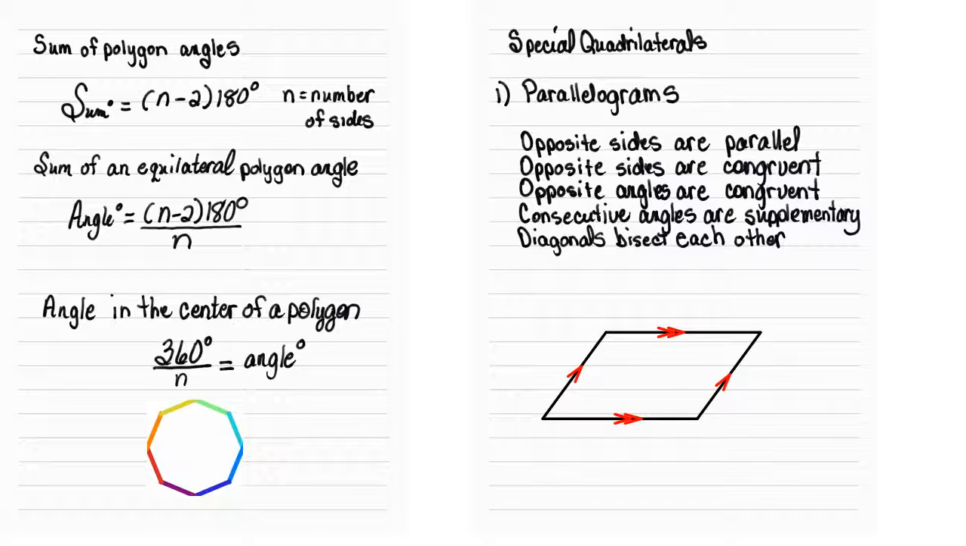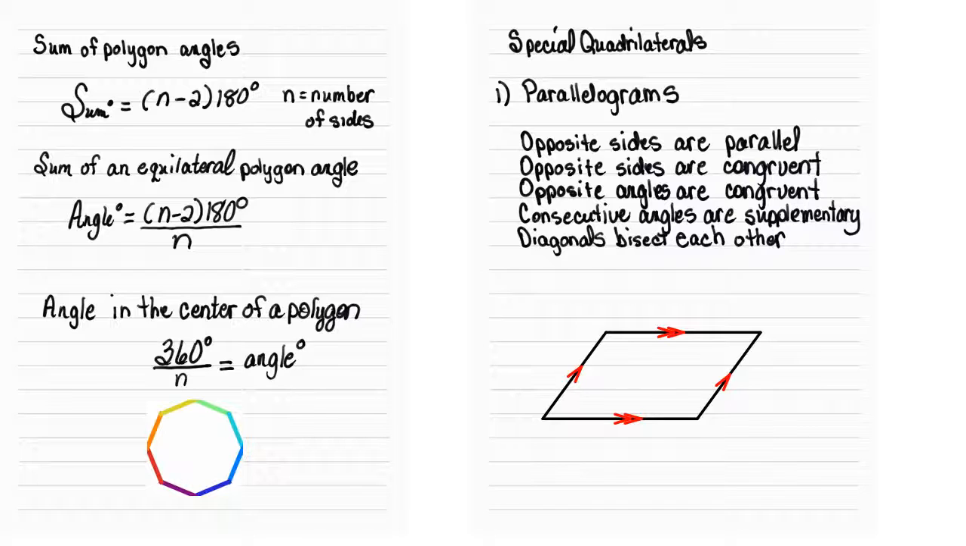Now, if you have an angle in the center of the polygon, because maybe you're trying to find an apothem, then it's 360 divided by n, and it gives you that middle angle. Also, the exterior angles, that's the angles on the outside of the polygon, always equal up to 360 degrees also.